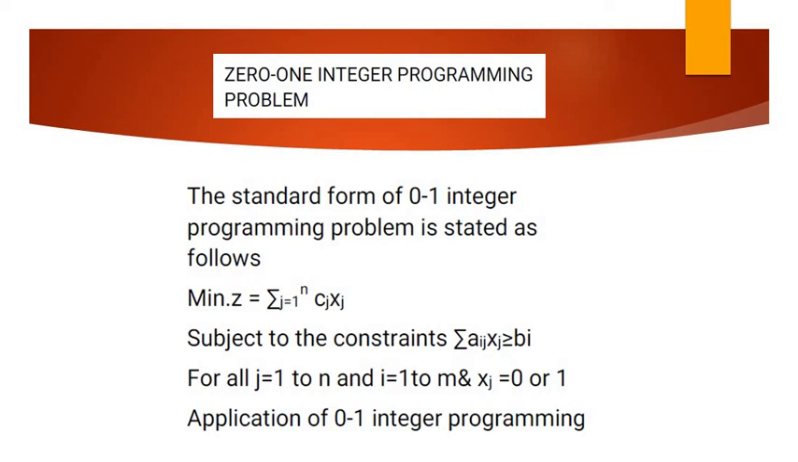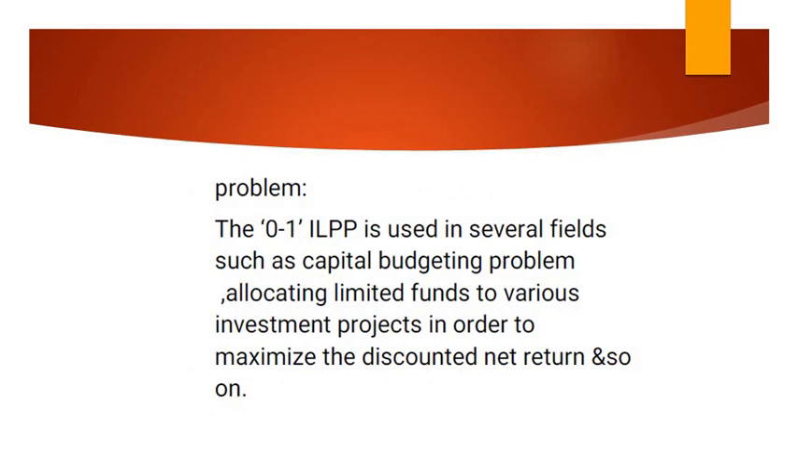Therefore here we have so many applications of 0-1 integer programming. The 0-1 integer linear programming problem is used in several fields such as the capital budgeting problem, allocating limited funds to various investment projects in order to maximize the discounted net return, and so on.